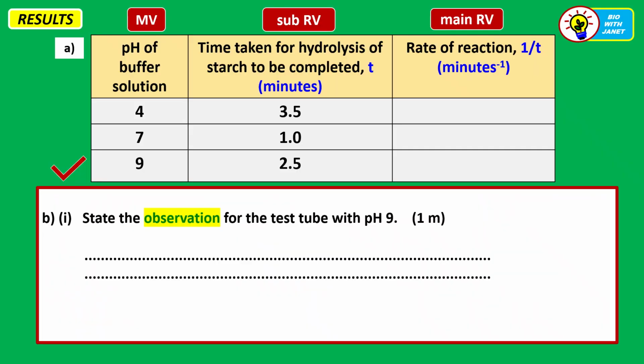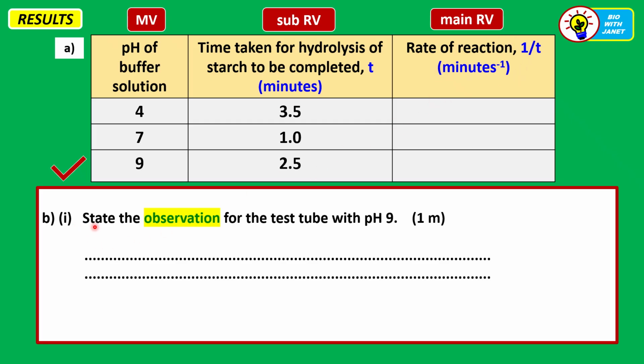So let's look at the first question here. Now, this is the table of results, first of all. The pH of the buffer solution, 4, 7, and 9, and the time taken for the hydrolysis of starch to be completed, T, in minutes, is 3.5, 1.0, and 2.5, according to our results. Now, rate of reaction, 1 over T, will be calculated later.